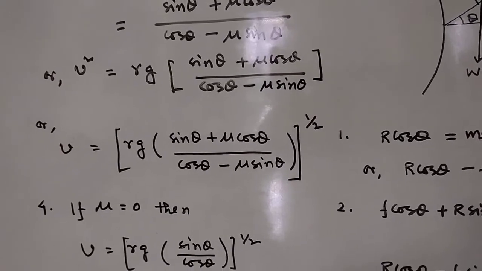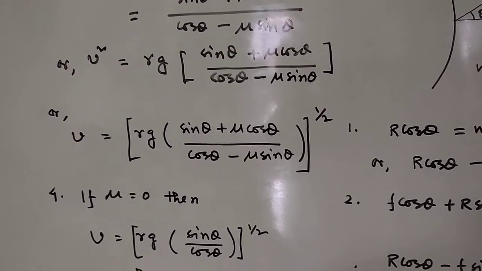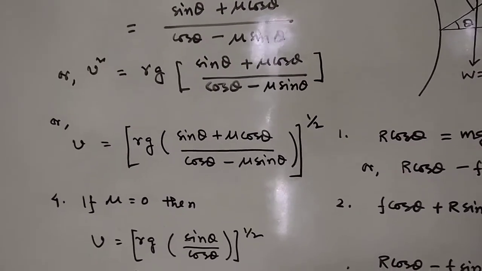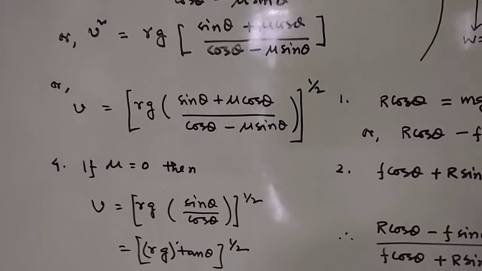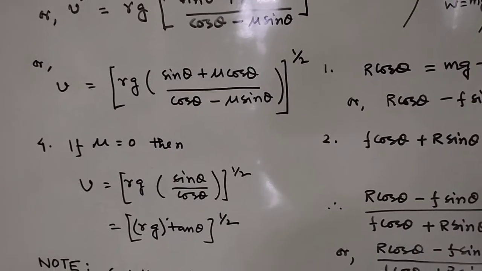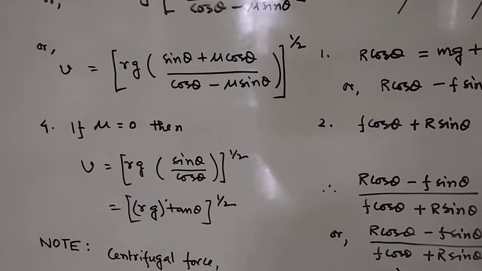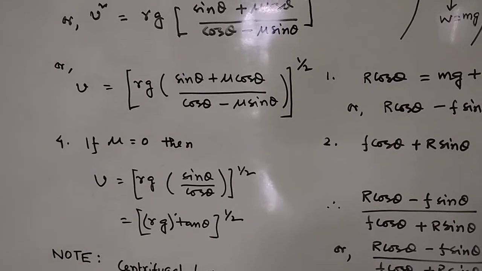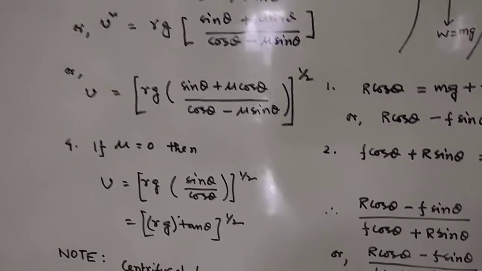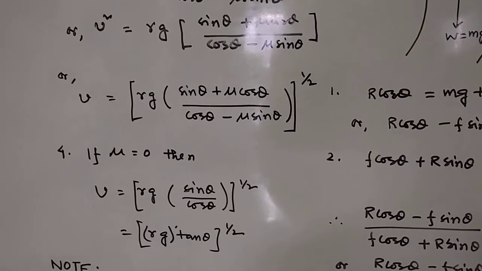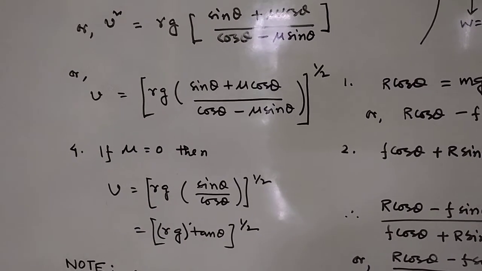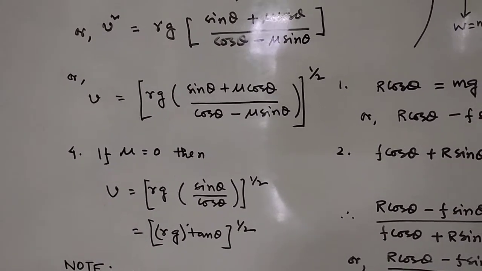Now if mu goes to 0, we have considered a case where the coefficient of friction is 0. It means there is no frictional force. Under that condition you will get v equal to rg sin theta by cos theta to the power half, that is your rg tan theta to the power half. So these expressions are very important for the numericals. You have to write directly this expression and substitute the value to define the speed of the vehicle. It means during the construction of the road, speed of the vehicle is already defined because r is nothing but the radius of the curved surface.